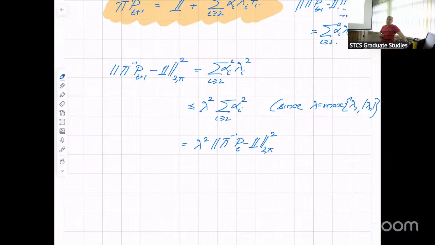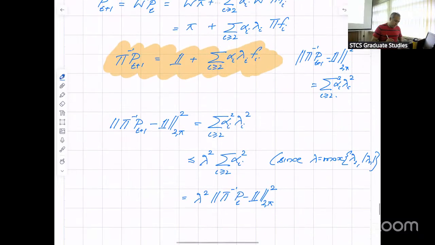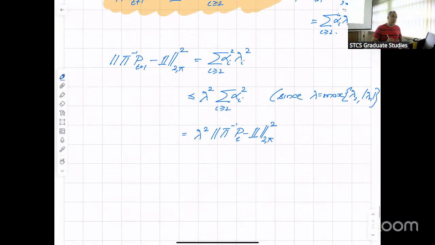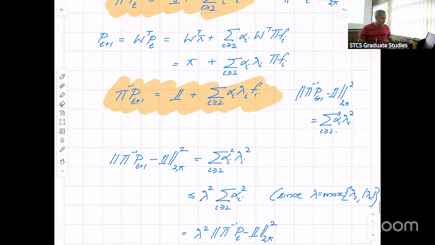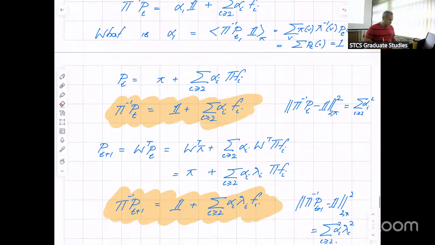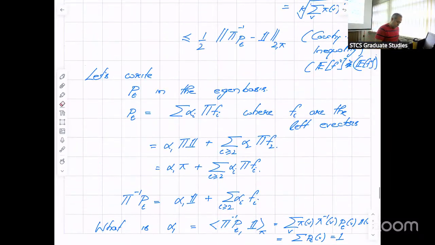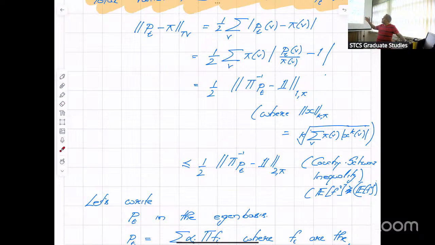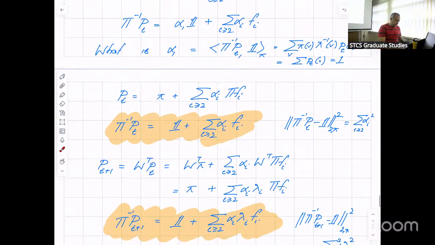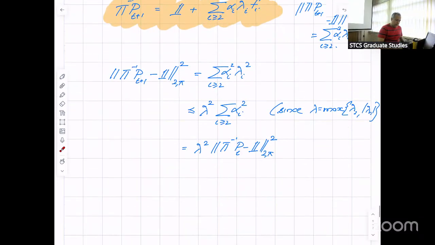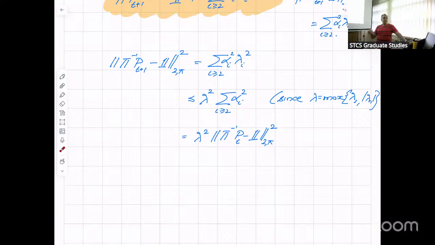Everything had a square in it. That's the orthogonality of the f_i's. So what's happening here? We were interested in this quantity, and we are asking how does this quantity change with time? What are we noticing? Every time step, the square of the quantity shrinks by a factor lambda squared. Now, if lambda is a number less than 1, this says very quickly it's going to go to 0.